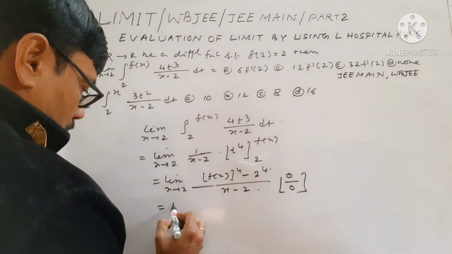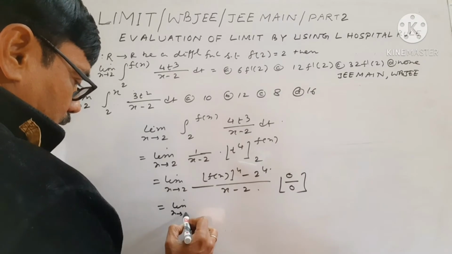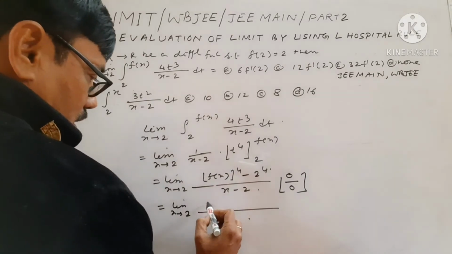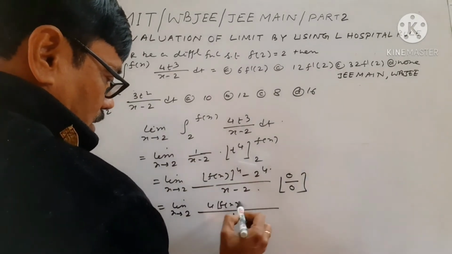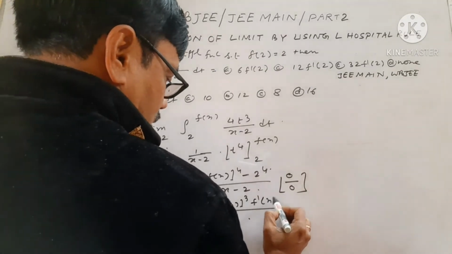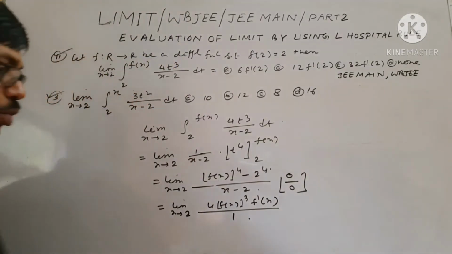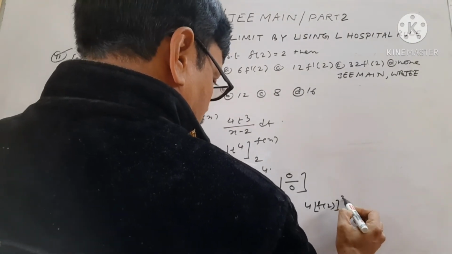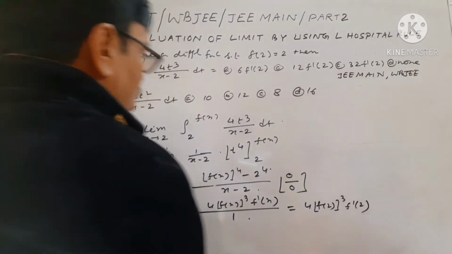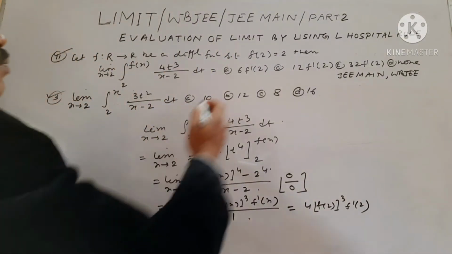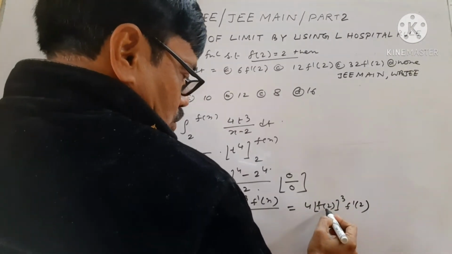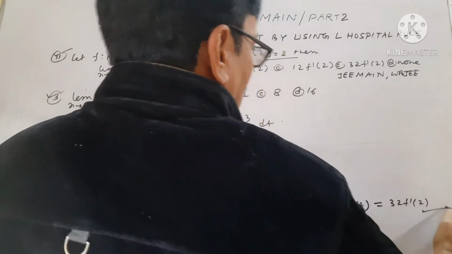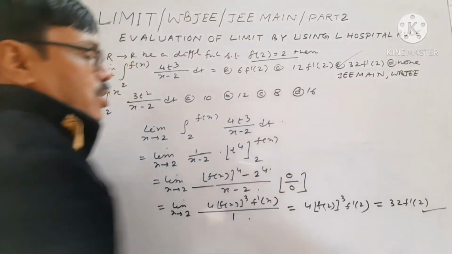The numerator's argument is f(x), the denominator is x minus 2, so its derivative is 1. We get 4 f(x) to the power 3 into f dash x. Now put x equals 2: 4 into f(2) to the power 3 into f dash 2. Since f(2) is 2, 2 cubed is 8, so the answer is 32 f dash 2.